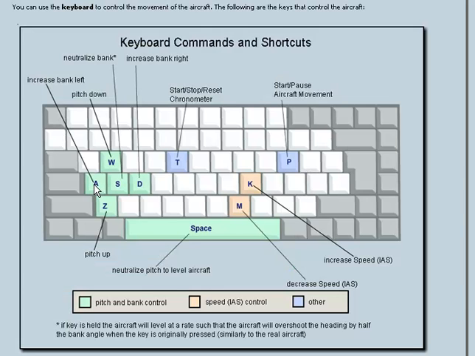Basically, A is used to increase bank to the left, D to increase bank to the right, S to level the bank, W to pitch down, Z to pitch up, space bar to level the pitch, K to increase the airspeed, M to decrease the airspeed, T to start, stop, and reset the chronometer, and P to start and pause the aircraft movement.